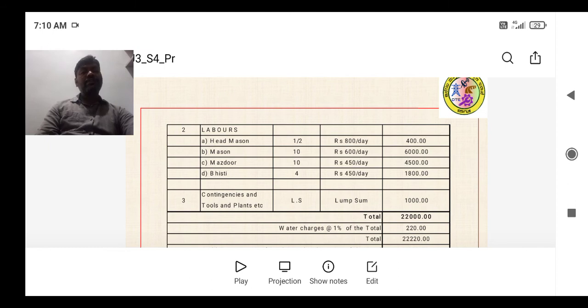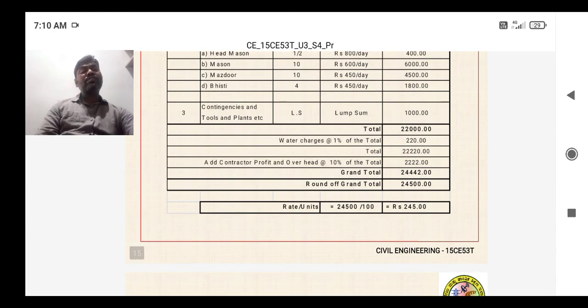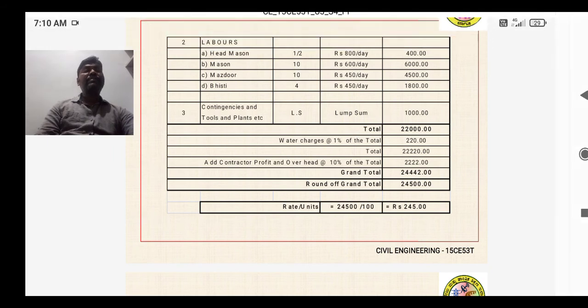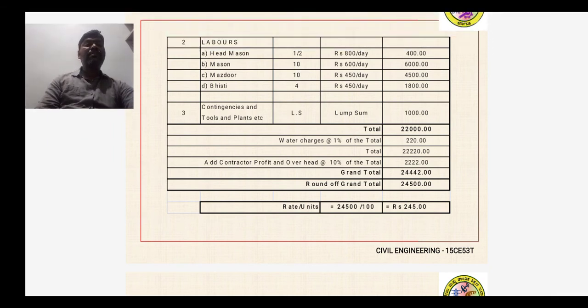And third one is tools and plants, taking lump sum 1000 rupees. Total 22,000. We add 1% for water and 10% contractor profit. We get a grand total of 24,442 rupees. Round off, 24,500 rupees rate per 100 square meter. Rate per 100 square meter is 24,500 rupees, so 245 rupees per square meter.